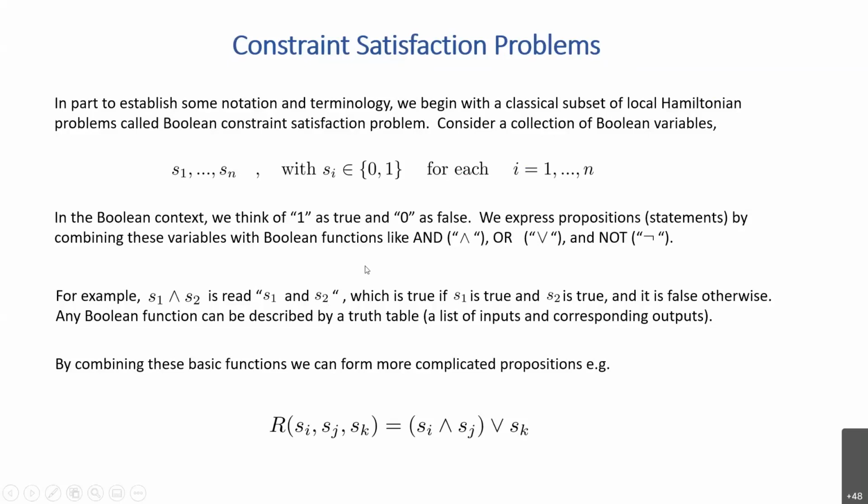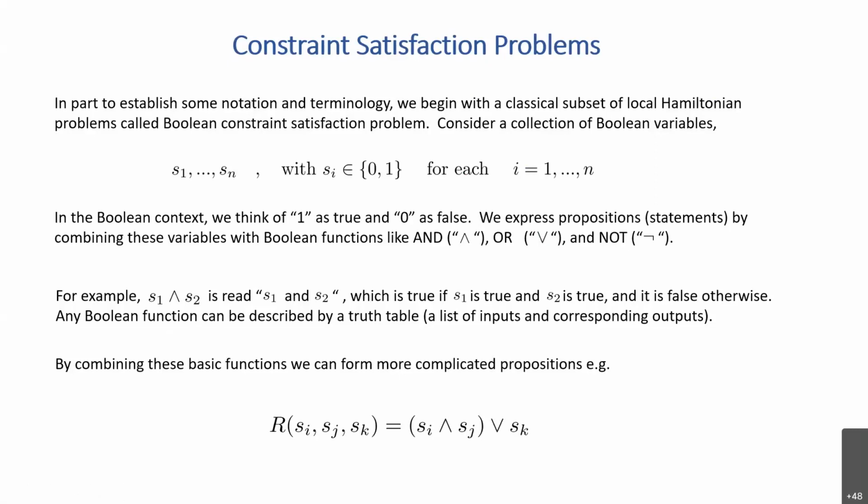So to form statements out of these Boolean variables, we can connect them with Boolean functions like and, or, and not. For example, S1 and S2 is true if S1 is true and S2 is true. Otherwise, it's false, because this statement requires them both to be true. If it's S1 or S2, so flip this around to get an or symbol, then that's true if either of them is true.